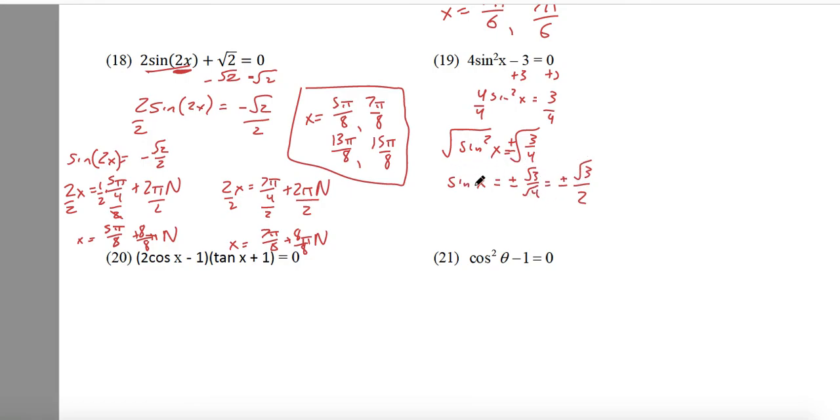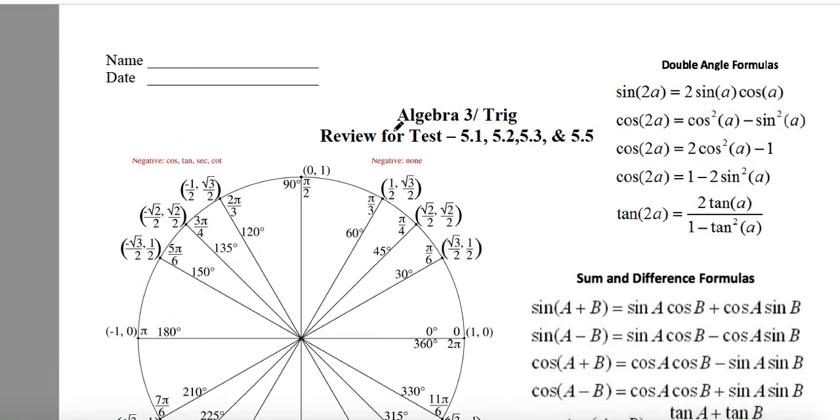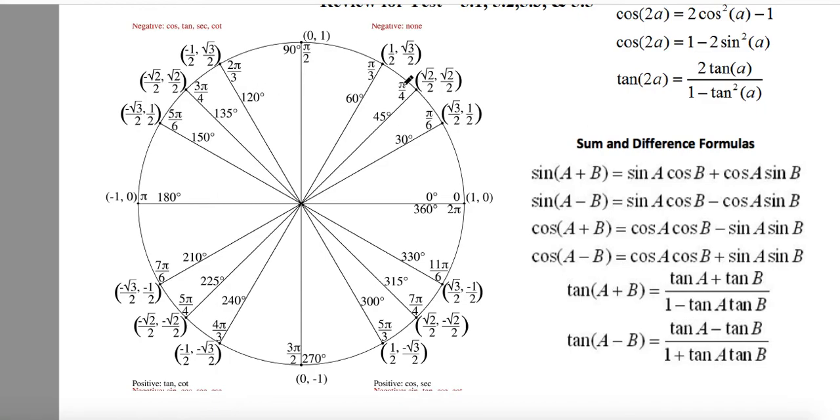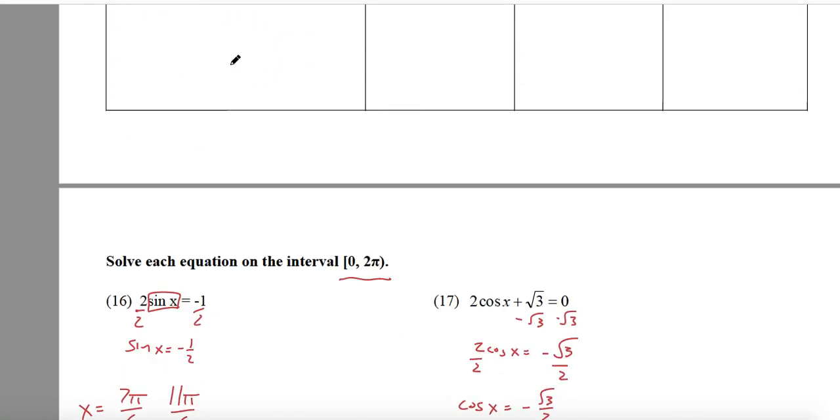So we're looking for where sine of some angle is positive or negative root 3 over 2. So we want the y value, since it's sine, to be positive or negative root 3 over 2. So we've got this one, this one, this one, and this one. So all the pi over 3 angles.